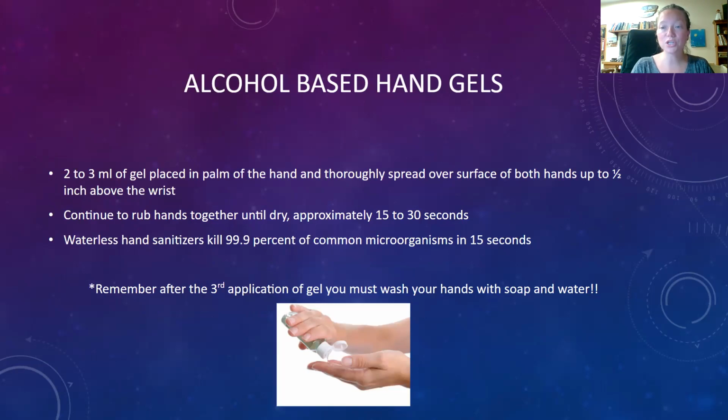The alcohol-based hand gels, one of the things to remember about this is it should take you between 15 and 30 seconds for that hand sanitizer to fully dry. If you are feeling that it's drying before the 15 to 30 seconds, you're not using enough. You have to give it enough time, just like we have to give enough time to hand washing with soap and water.